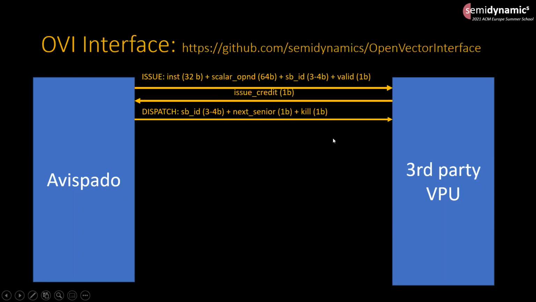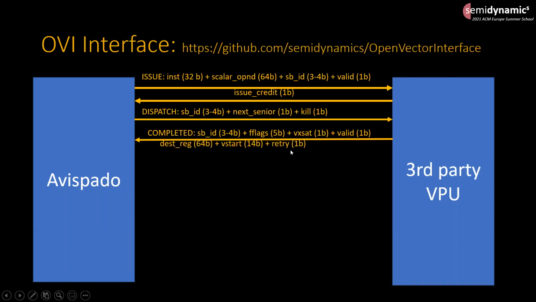Then there's also another set of important signals, because Avispado is a core with speculation. It could be that an instruction gets killed because we misspeculated the branch. So we have a way to tell you, sorry, this instruction number 7, the scoreboard ID, we want to kill it, and you have to deal with that. We also tell you, hey, this instruction is now the next senior. That means this instruction, again identified by the scoreboard, is the oldest in the pipeline, so you're guaranteed to know that that instruction will succeed. That's another important piece of information.